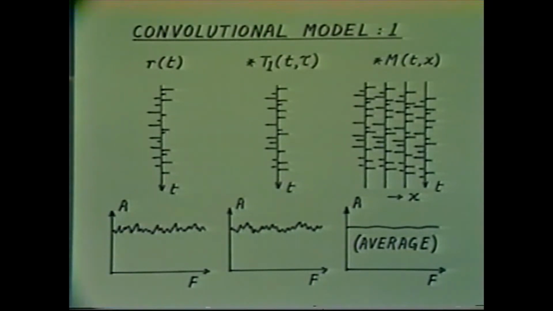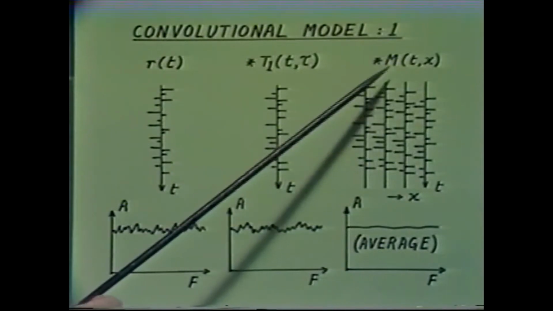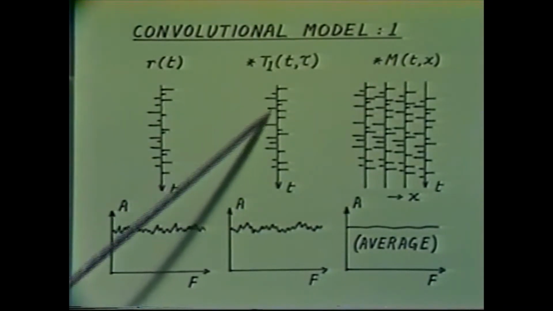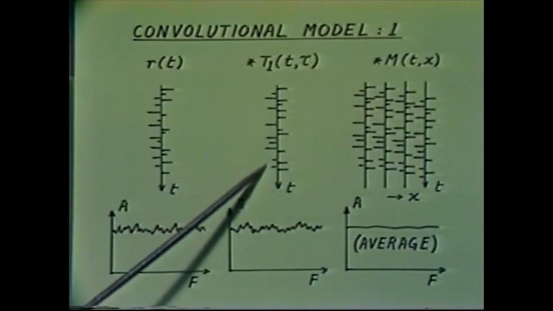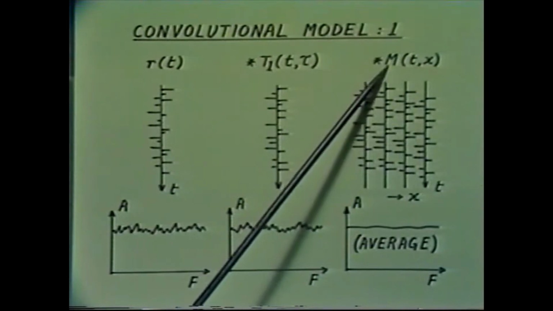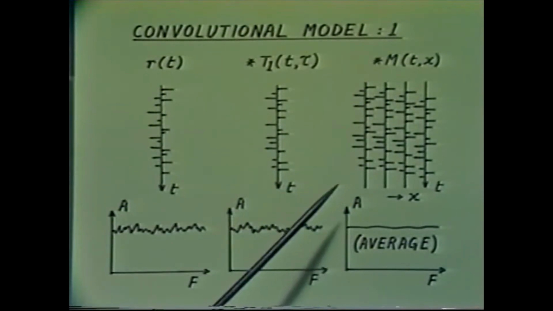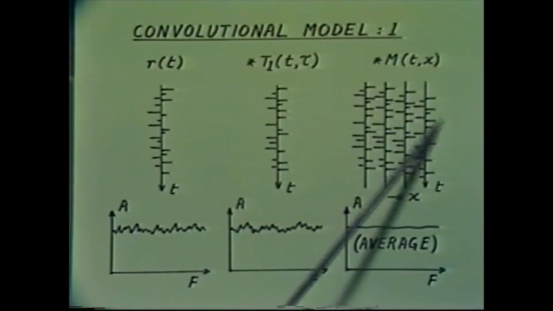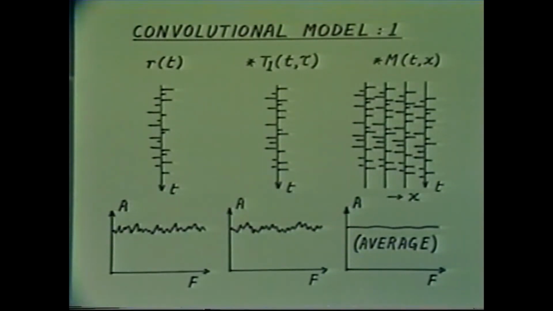The third term in the model is the move-out term. Now, the previous traces can be regarded as zero offset traces. The convolution of those with the move-out term produces a multi-trace record with traces of various offsets and with move-out included on the reflections.